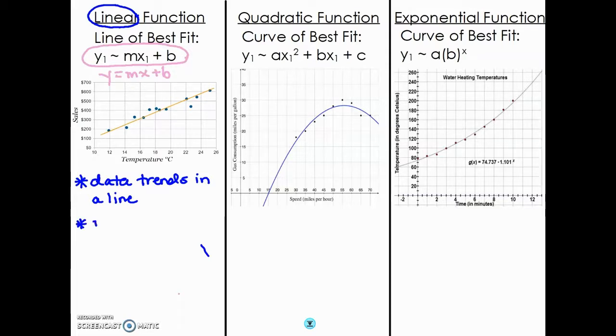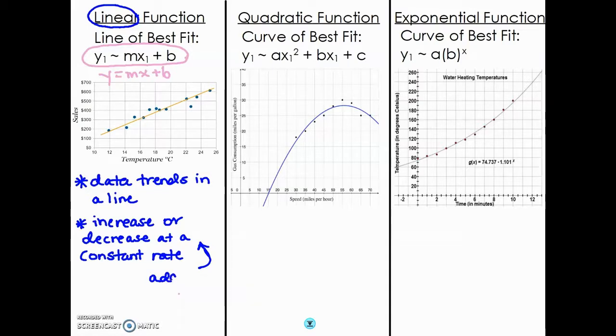So increase, you can also have decrease too. Just because your line's going the other way still could mean it's linear, because it's a line. So it increases or decreases at a constant rate. You're thinking about adding or subtracting those y values, like we were talking about last lesson. So that's going to be the differences among linear. We're going to be adding or subtracting, increase or decrease at that constant rate.